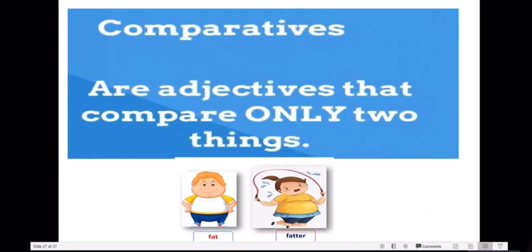Second type, comparative adjectives, are adjectives that compare two things, only two things, two people, two places, two countries, two ideas, two pieces of information, or pieces of clothes, sorry. You have a picture of two persons: fat, fatter. Here we are comparing two persons. Fatter is the comparative form of the adjective fat.